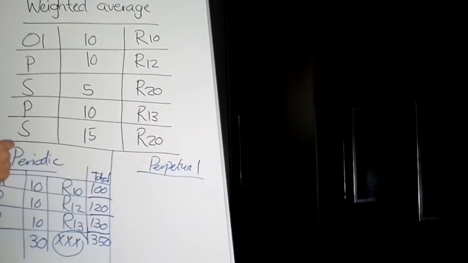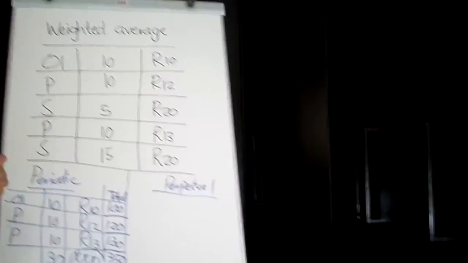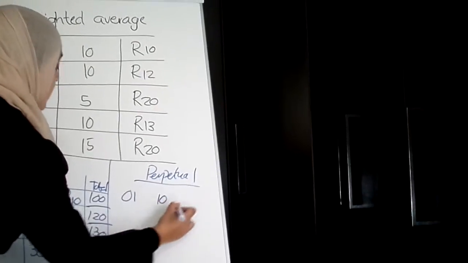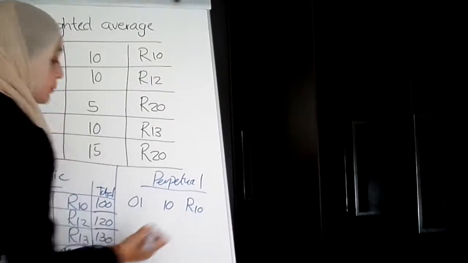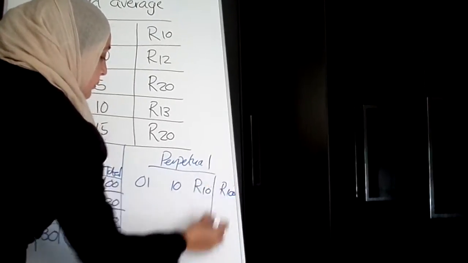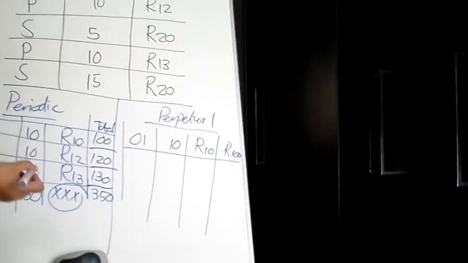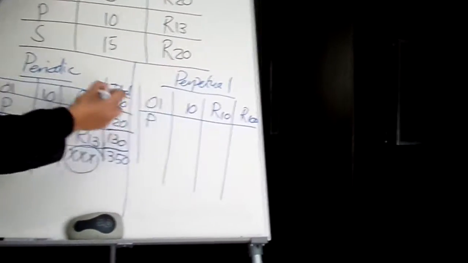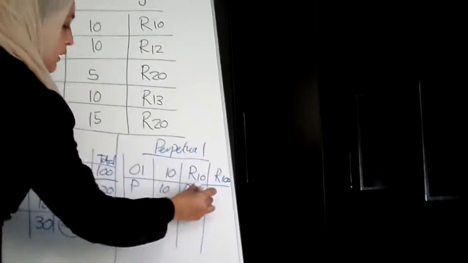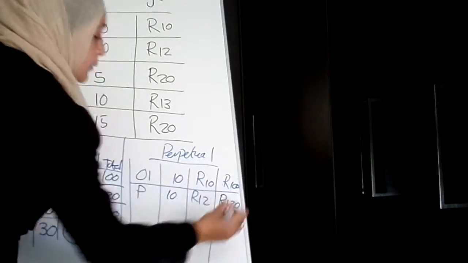On the perpetual method, we do the same type of table, but we just have more steps in between. So what we'll do is we'll say, this is my opening inventory of 10 units at 10 Rand. And then you'll say 10 times 10 gives me 100. And then you'll put your first purchase down. I purchased 10 units at 12 Rand. So 10 units at 12 Rand. And then you'll say 10 times 12 gives me 120.